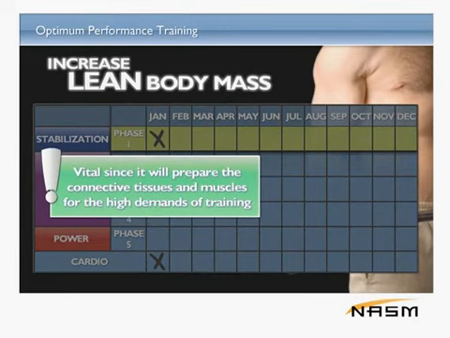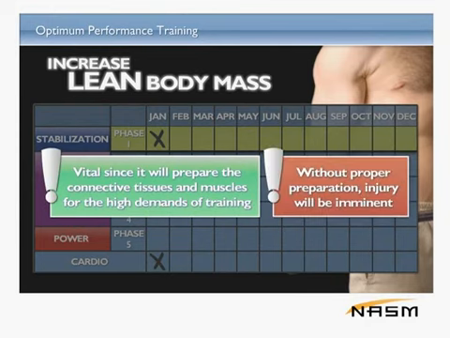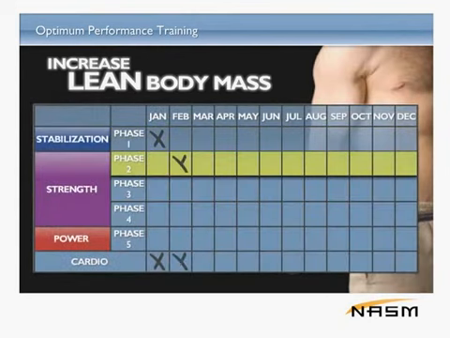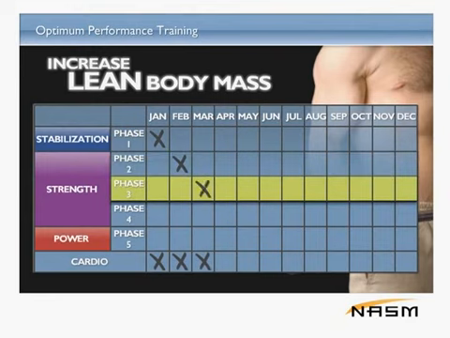Phase 1 is vital for this client, since it will prepare the connective tissues and muscles for the high demands of training required for this goal. Without proper preparation, injury will be imminent. Phase 2 will promote greater strength endurance and more volume to prepare the client for the greater demands of Phases 3 and 4. Phase 3 is specific for maximal hypertrophy and will place larger volumes of stress through the body to force cellular changes that result in muscle hypertrophy.